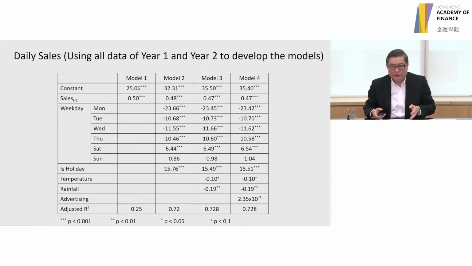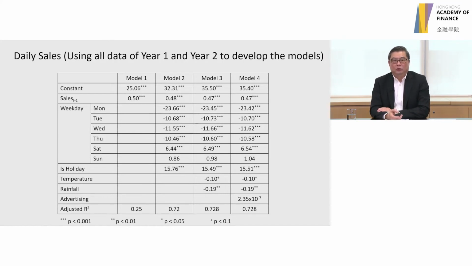So here are the results. For those who still remember how to interpret the regression model, you probably can right away understand which factors are important. Now, coming back to the inference and prediction. If you are interested in understanding whether any of these factors have a relationship with the daily sales, this table will give you the answer.